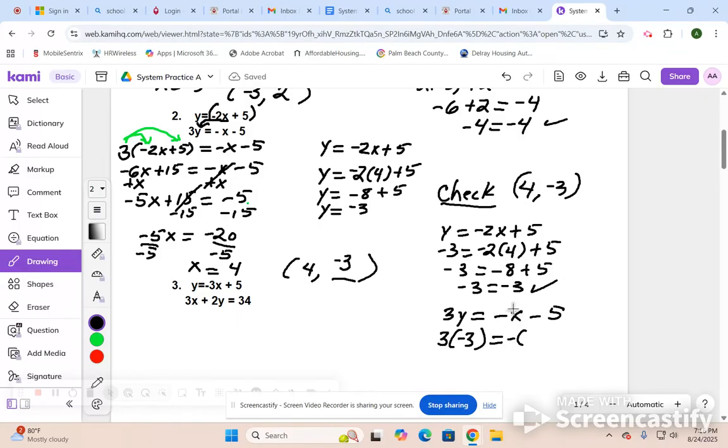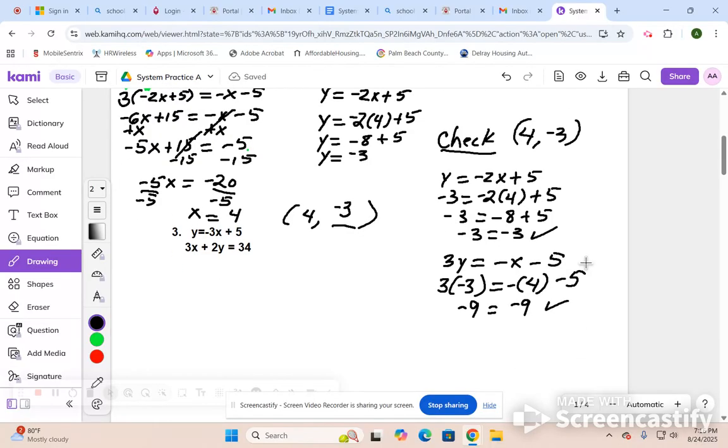Replace x with 4. Use parentheses when you have a negative in front of your variable. So this is going to be negative 9 equals negative 4 plus negative 5 is negative 9. It does check, so our solution 4 comma negative 3 is correct for this system. So this system is consistent because it has one solution.